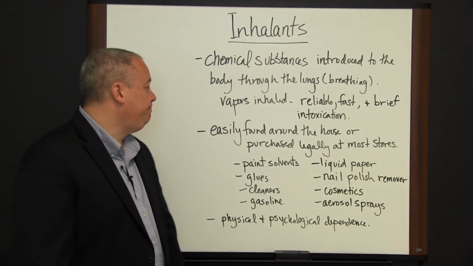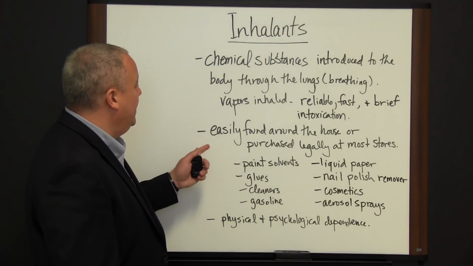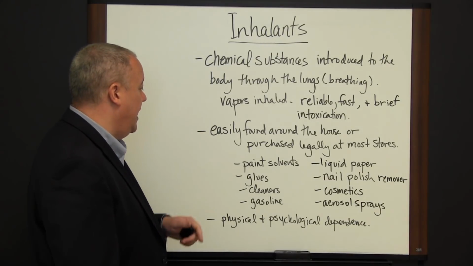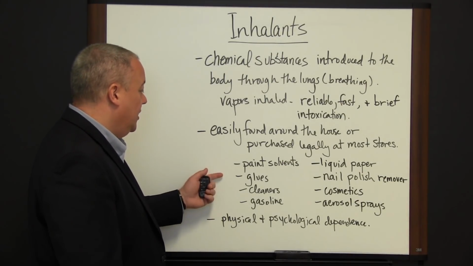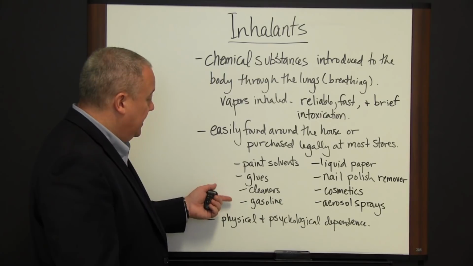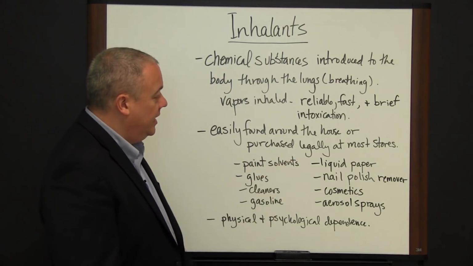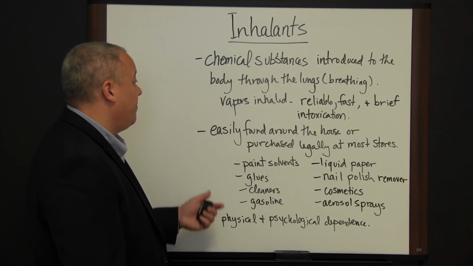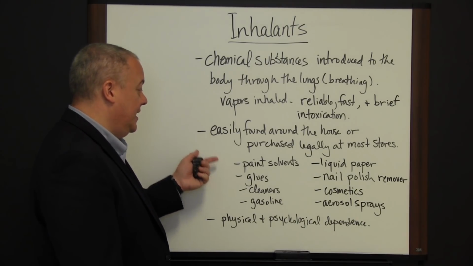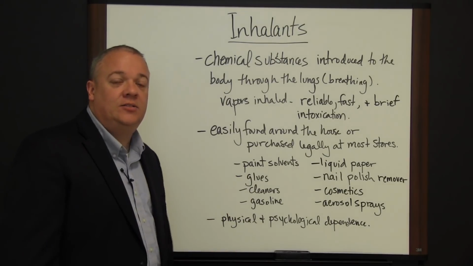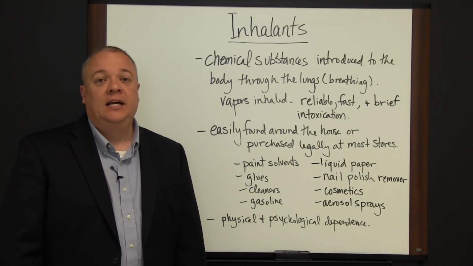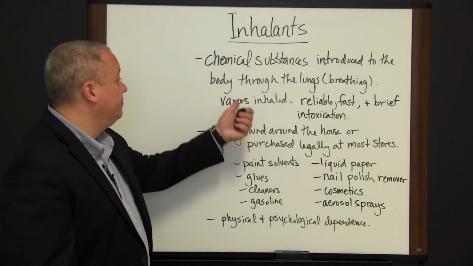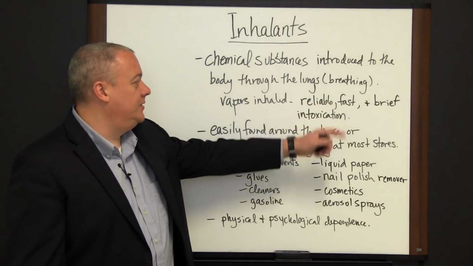The things that can be used and found around the house or purchased legally at most stores that tend to be used as inhalants are things like paint solvents, glues, cleaners, gasoline, liquid paper, nail polish remover, cosmetics, and other aerosol sprays. It is unfortunate that these things have a normal use, but yet through adolescence and pre-adolescence are finding another use as they seek to stimulate themselves physically through this method. It's reliable, fast, and brief.